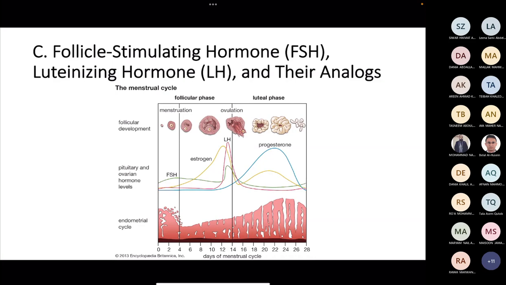And then ovulation happens, and then the mature ova is released. And if like there was a sperm, then the ova would be fertilized, and then it will be implanted in the placenta, and then pregnancy will happen or conception will happen.